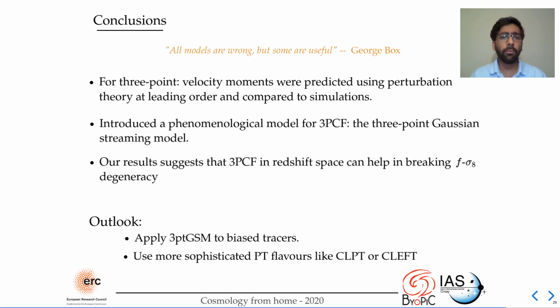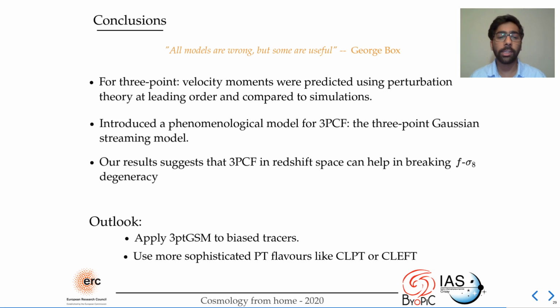Now, to conclude, as the statistician George Box said, all models are wrong, but some are useful. As a takeaway point, for the 3-point, we have introduced velocity moment predictions using perturbation theory at leading order, compared them to simulations, and found high fidelity. We also introduced a phenomenological model for the 3-point correlation function, which we call the 3-point Gaussian streaming model. Our results suggest that the 3-point correlation function in redshift space can help in breaking the f sigma 8 degeneracy.